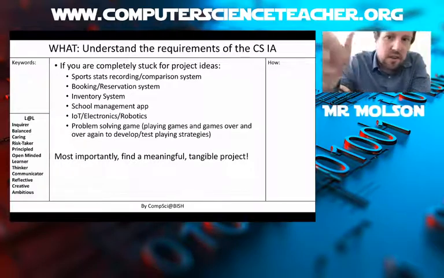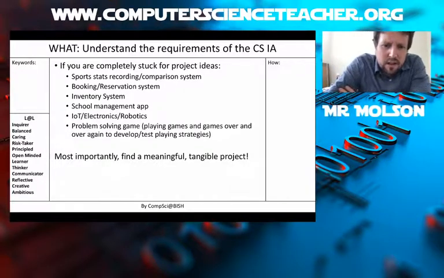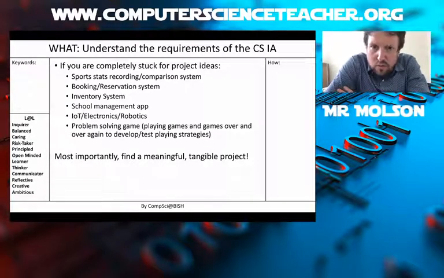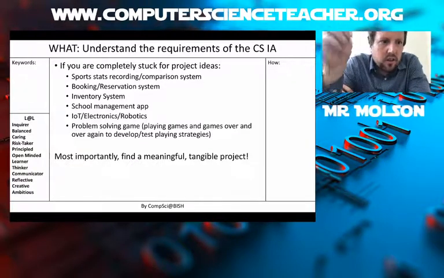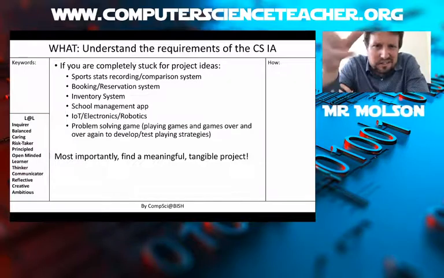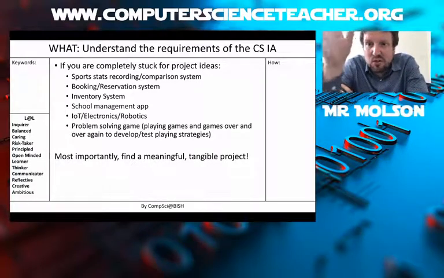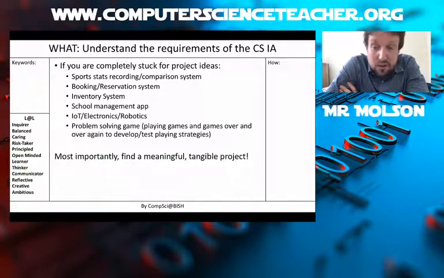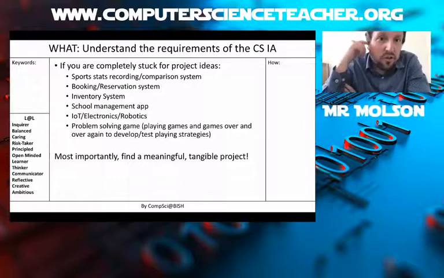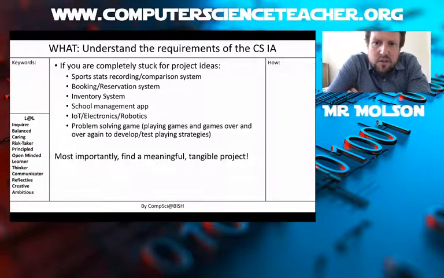I do quite like this idea of maybe a school management app. I think there maybe is potential for coming up with a Nord Anglia, Bish kind of homework, house point, lots of things all together system perhaps. And of course that could be done as a mobile app, which would be great. Okay. Anything you can come up with in terms of the Internet of Things or electronics or robotics would be really interesting. Okay. And this idea of problem solving game.